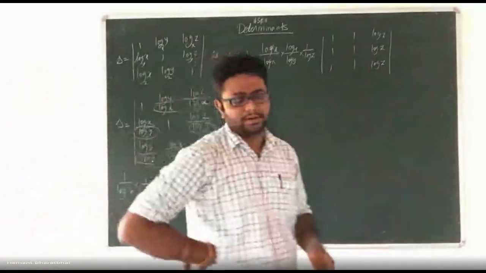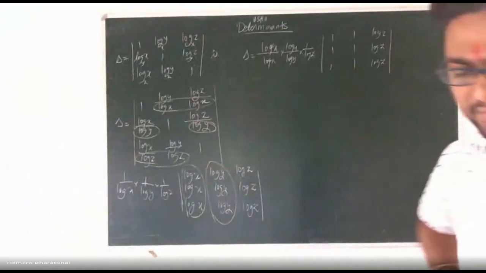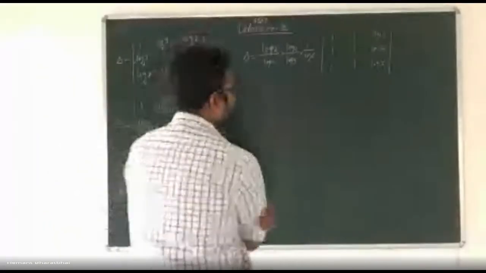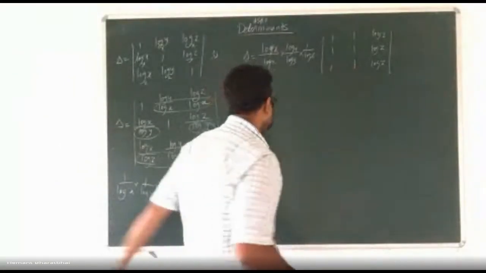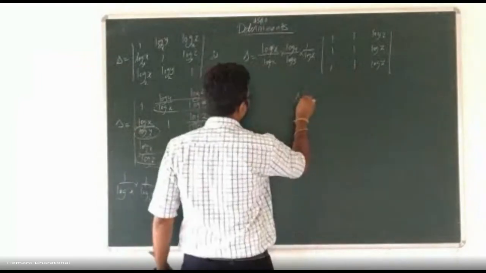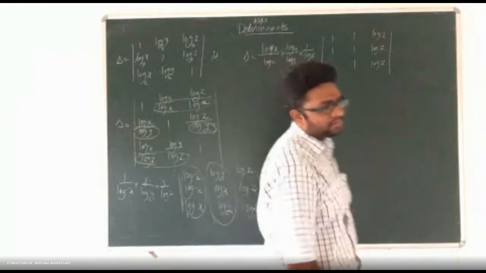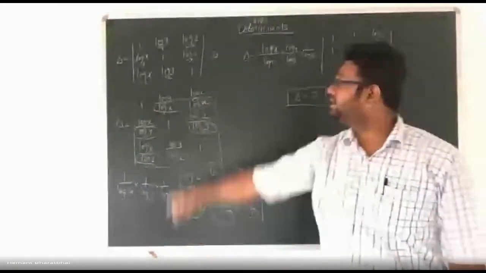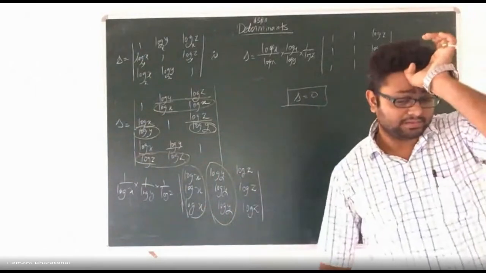We have seen the property that if any two rows or columns of a determinant are the same, then the value of the determinant is 0. The two columns here are identical, hence the value of this determinant is 0. We were asked to find the value of this given determinant, and we have got the value as 0.